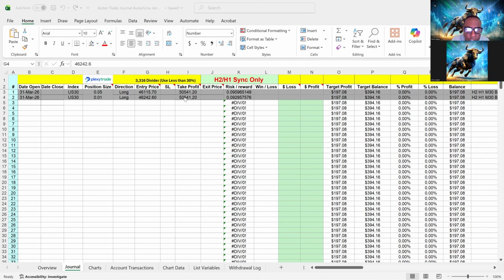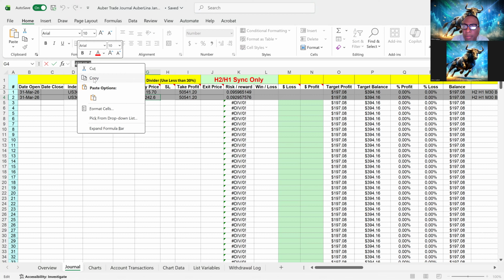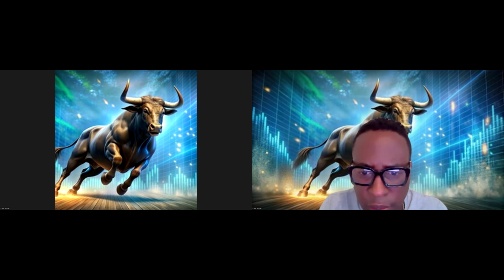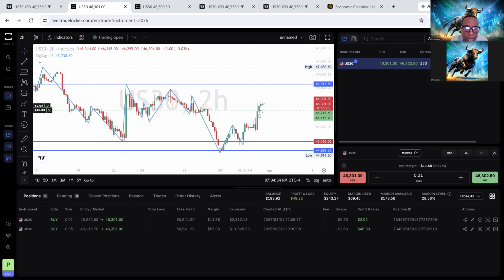Okay. So let me go back here and let me actually copy my entry price right here because I didn't put in my 2 points. Okay, here we go. Let's minimize this and go to share. All right, here. So again, these are the 2 points. These are the 2 entries.